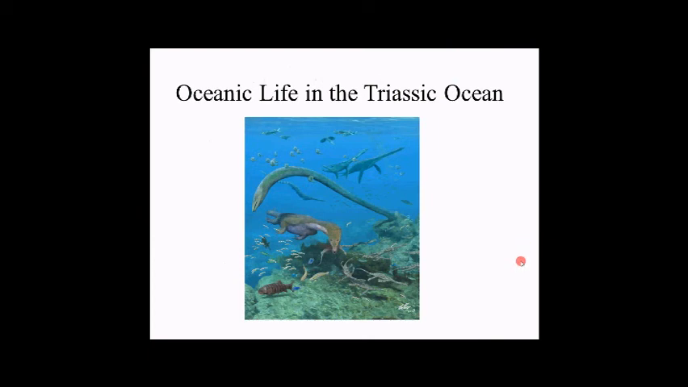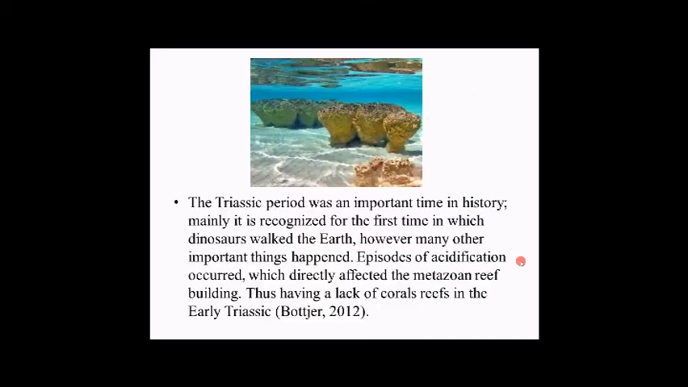Oceanic life in the Triassic Ocean. Following the end Permian extinction, oceanic life was very limited. The Triassic period was an important time in history. It was mainly recognized for the first time in which dinosaurs walked the earth. However, many other important things happened.